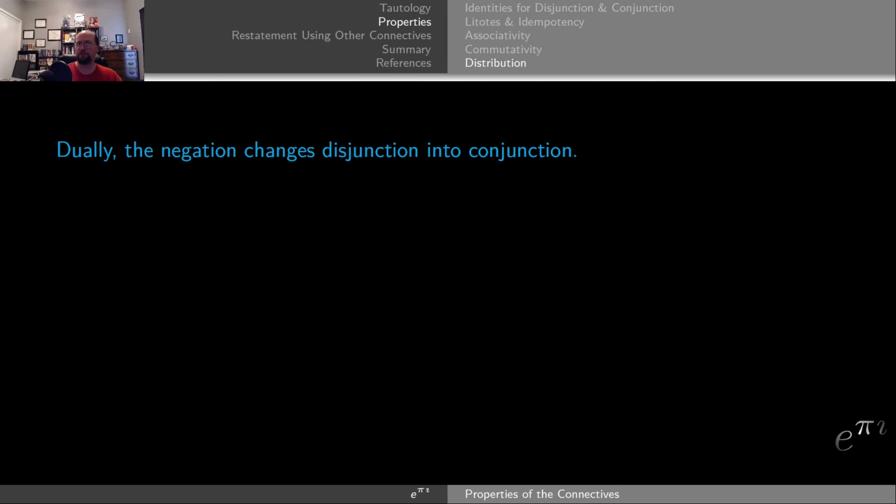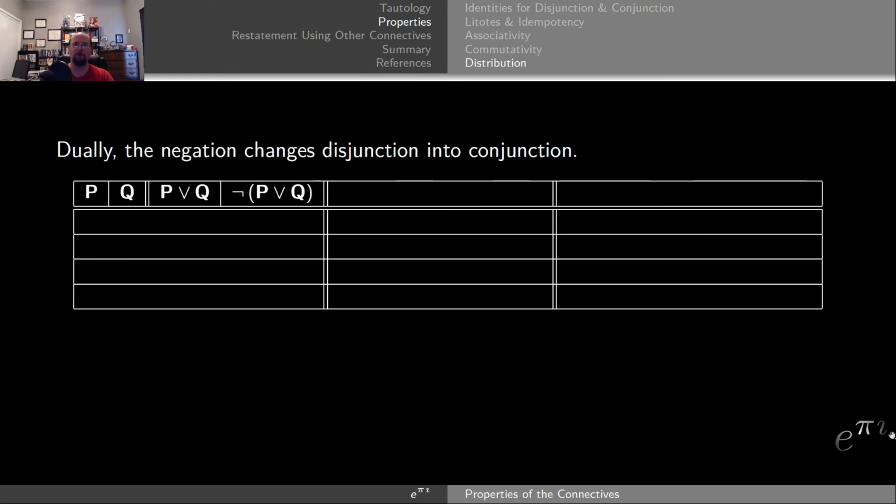Dually, the negation changes disjunction into conjunction the same way, which we do in the following way. Take P disjunction Q and put a negation on top of that. If I have true and true, that will give me true, which flips over to false. True, false gives true, which flips to false. False, true gives me true, which flips to false. And false, false gives me false, which flips to true, which, as you can see, looks very much like the conjunction's truth table, just upside down.